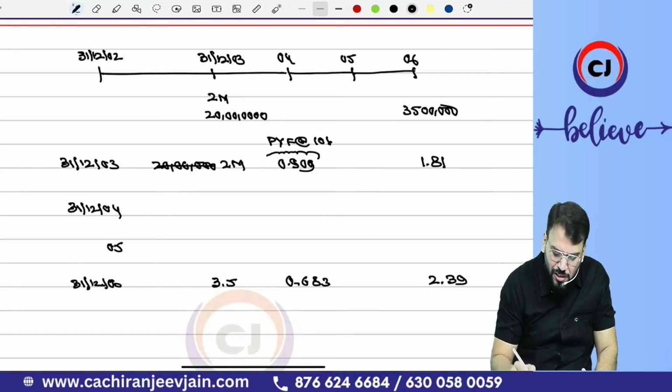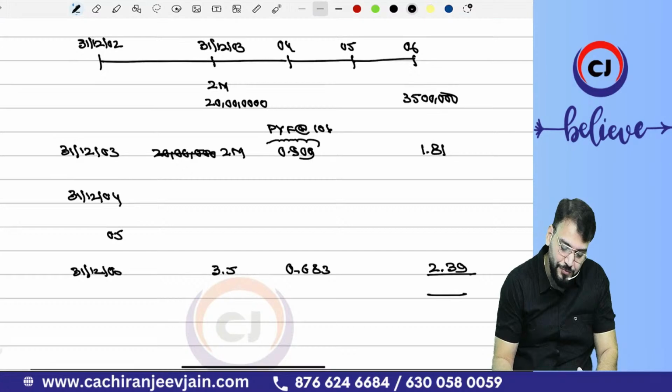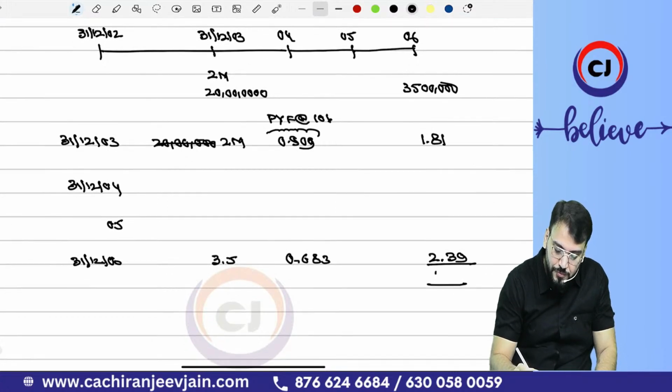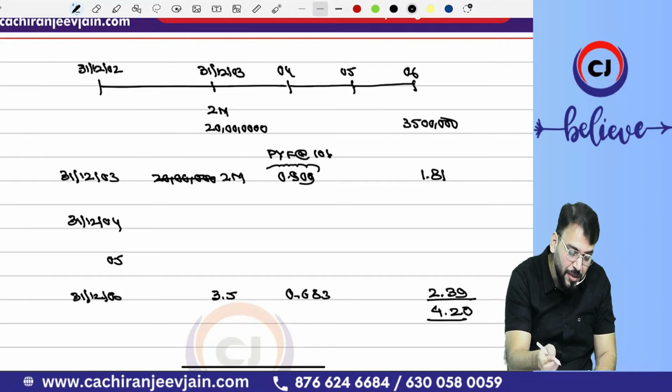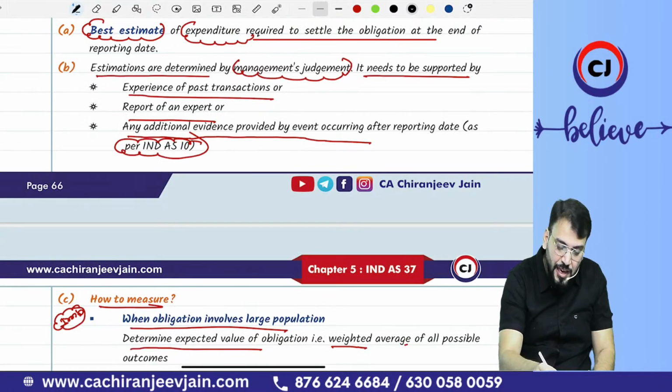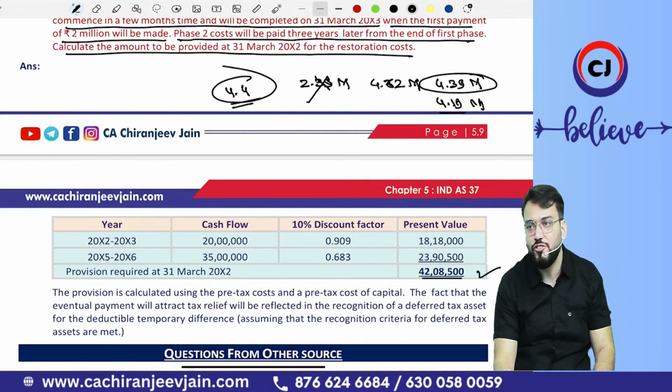Round it off to 2 decimals. How much is it coming? 4.20. So I think this becomes the correct answer. And what is the answer given? As per them, you can see, it is approximately 42 lakh.